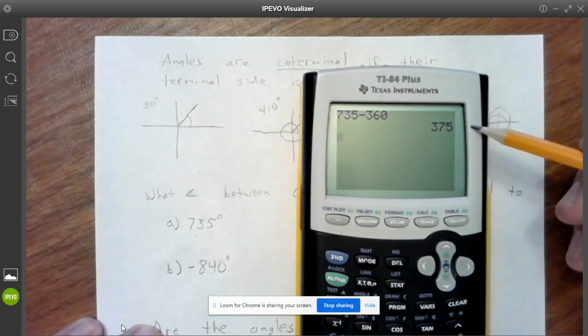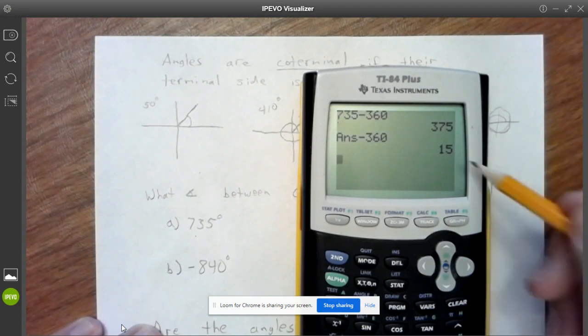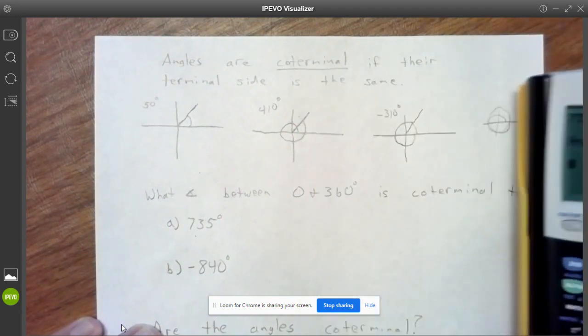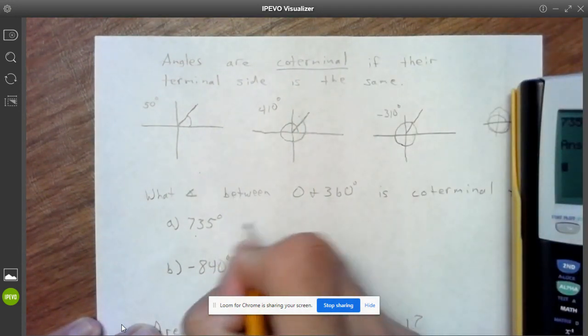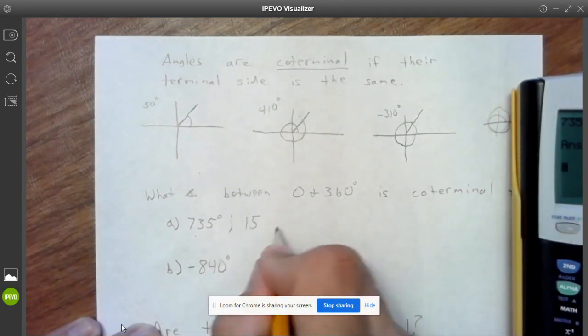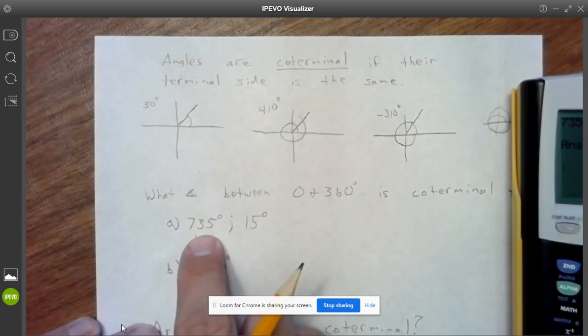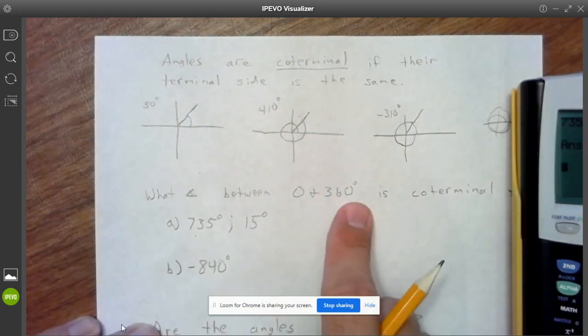So this is still too high. We'll subtract another 360, and there you go, 15 degrees. So 15 degrees would be the coterminal angle for 735 degrees. That's between 0 and 360.